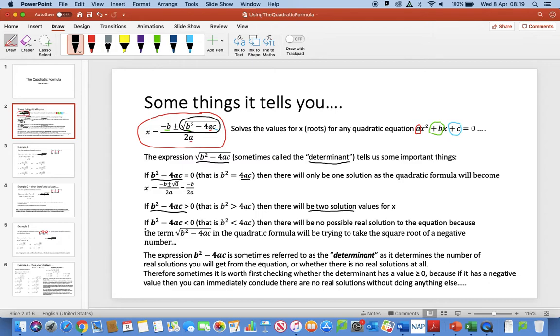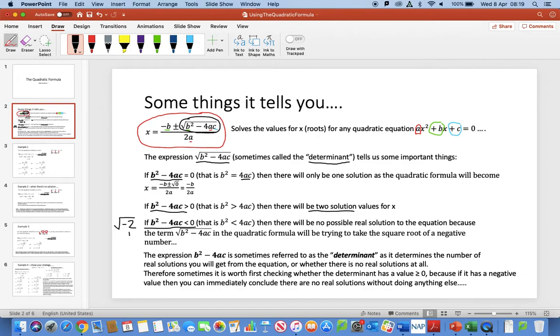Now, the most important aspect is this one. This condition here, where b squared minus 4ac is less than 0. That is, when we evaluate b squared minus 4ac from the a, b and c values in the equation that we're looking at, if we end up with a negative answer for that determinant, then what it's telling us is that we're taking the square root of a negative number, whatever that number might be.